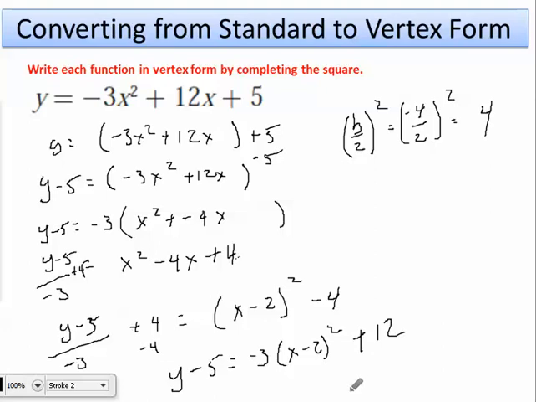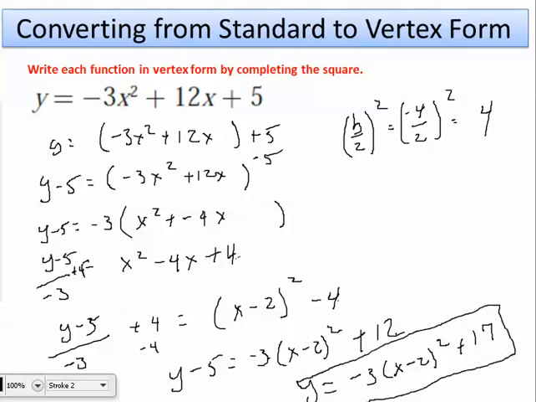Where'd the 12 come from? Well, I had to multiply the negative 3 times the negative 4, giving me the 12. So now when I add the 5 to both sides, I get y is equal to negative 3 times x minus 2 squared plus 17. That becomes my vertex form that I was looking for. Okay?